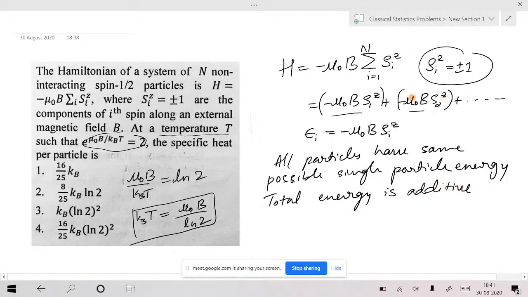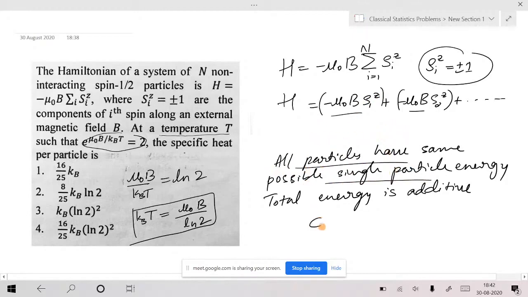If there is any interaction between them, you may not be able to add like this. This is a Hamiltonian actually, and you should write your total energy like this. When you substitute these possible values here, you will get the total energy. Either plus 1 or minus 1, and those are all probabilistic. Whether S_1^z will be plus 1 or minus 1, we shall see that later. Now all particles have the same possible single particle energies.